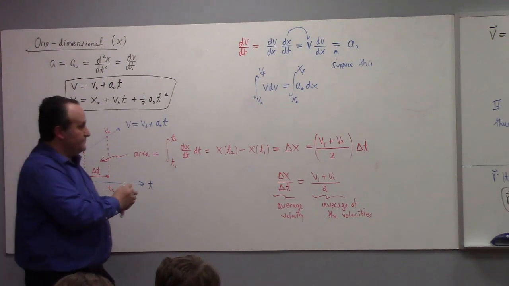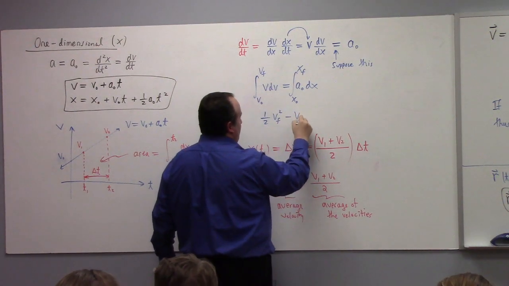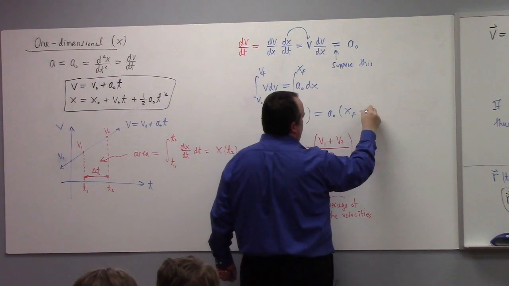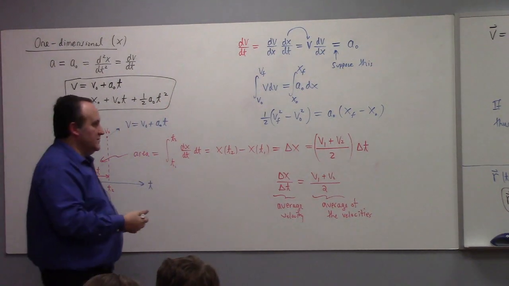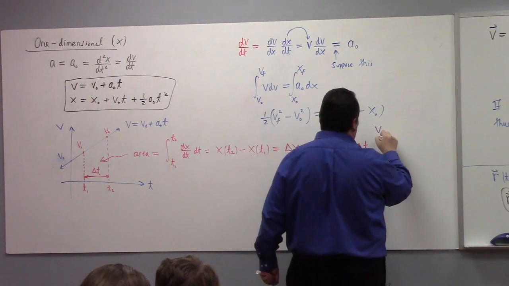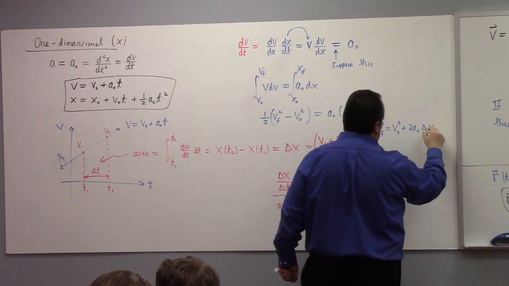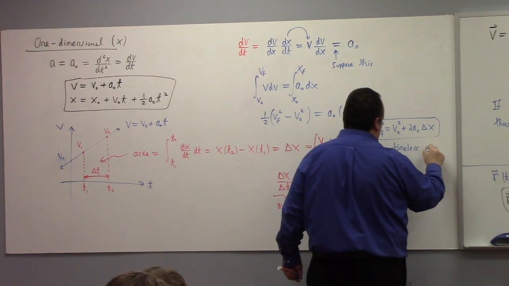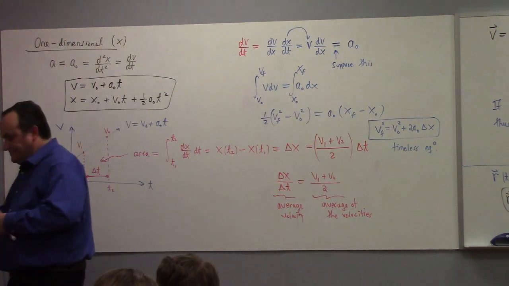But we can do these integrals, right? And these integrals give us 1/2 vf squared minus v naught squared is equal to a sub naught times xf minus x naught. Or, if you like, and I do like to write it this way, we get vf squared equals v naught squared plus 2a naught delta x. This is our beloved timeless equation. It is super useful when you're trying to solve constant acceleration problems.